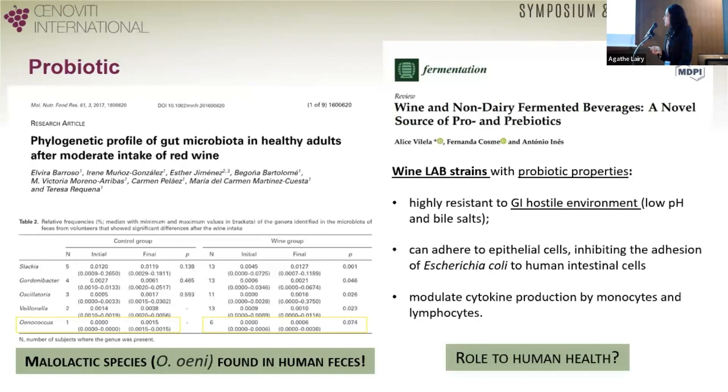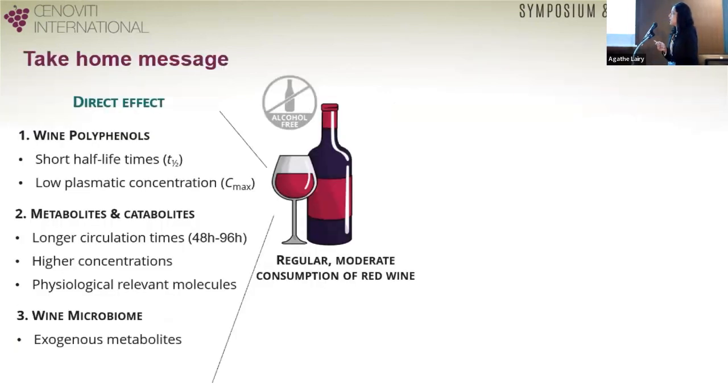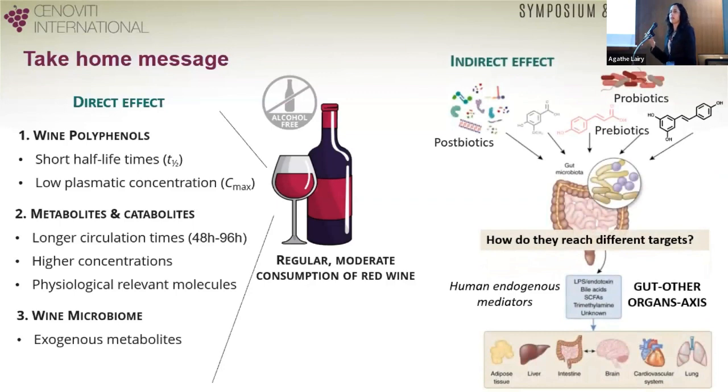So what we need to know is what is the role of all this in human health. And just a take-home message, in terms of phenolics, we can have wine having a direct effect. So we have wine polyphenols, the ones present in wine. We have metabolites and catabolites, the ones that will take much longer times, higher concentrations, and the more relevant physiological structures. But we have also exogenous metabolites present in wine and resulting from yeast metabolism. This is the direct effect, what can get to the circulation.